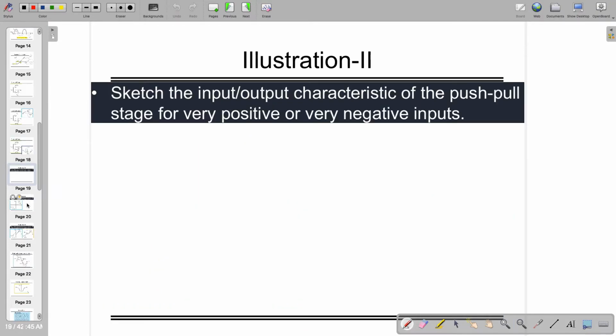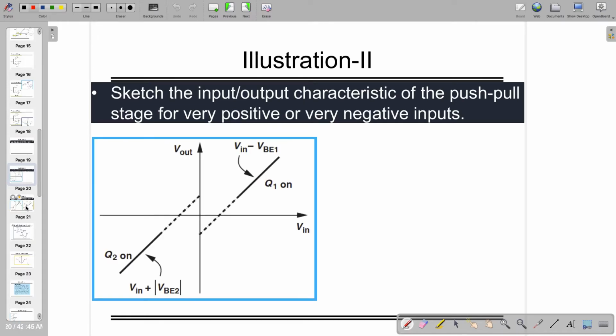So my next question might be: sketch the input and output characteristic of the push-pull stage for very positive and very negative inputs. It's very easy, you can combine both the characteristics we just found. So the characteristic looks like this one. However, there is some area here, like this point might be VBE1, and this must be VBE2. So if you look in between these two, neither Q1 nor Q2 is conducting.